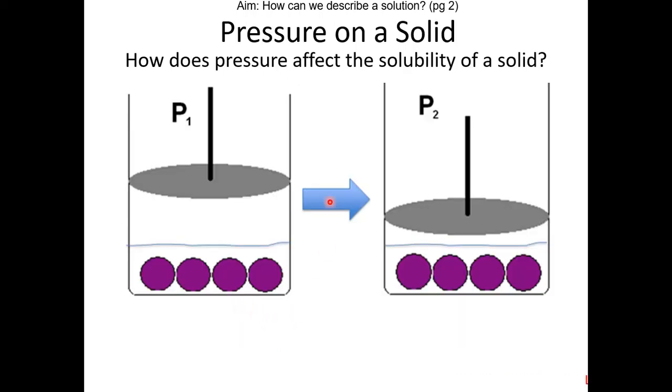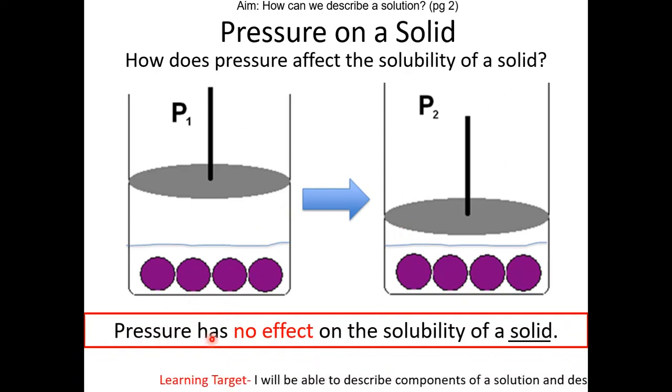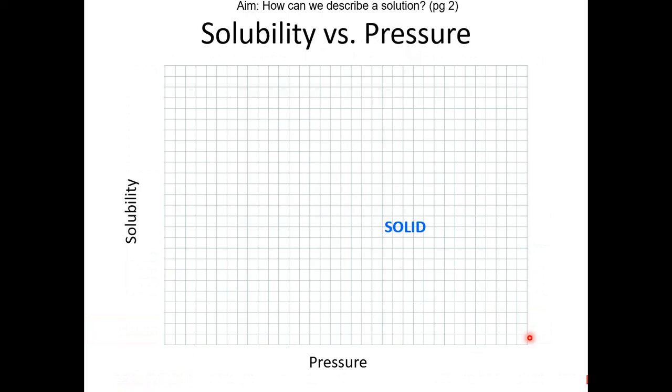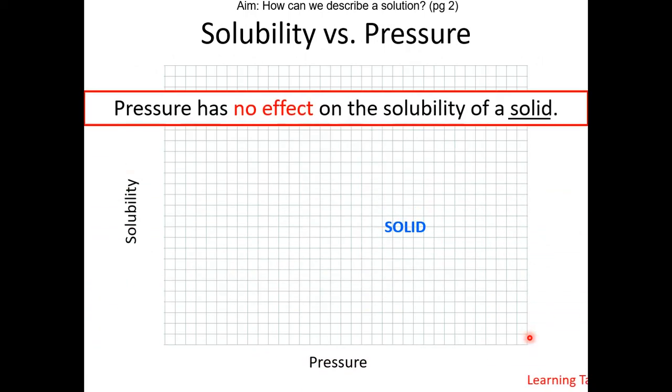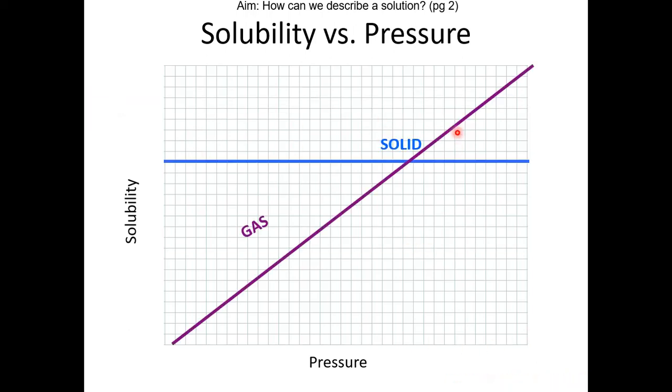How about a solid? How does pressure affect the solubility of a solid? Let's look at the diagram. When we increase the pressure, notice there's no change in the solubility of a solid. Therefore, pressure has no effect on the solubility of a solid. So this is what the graph will look like for a solid for solubility versus pressure. It will be a flat line because pressure has no effect on the solubility of a solid.